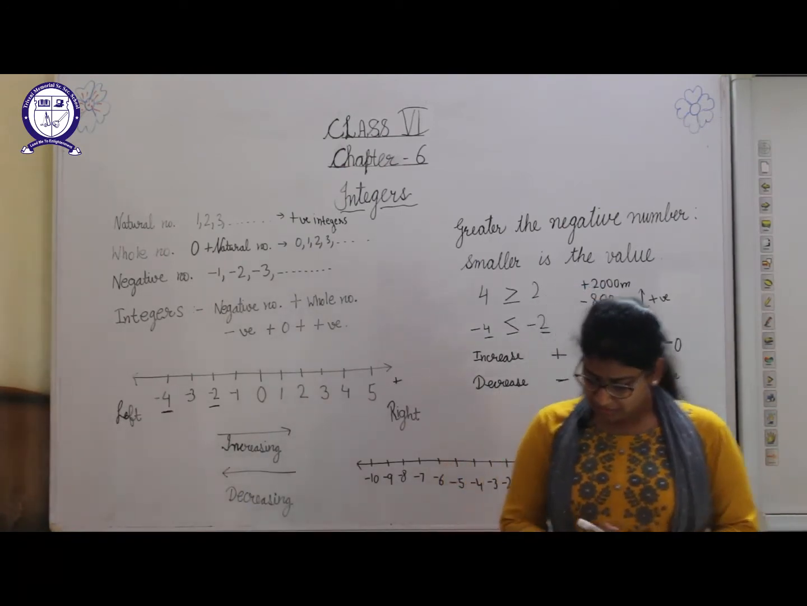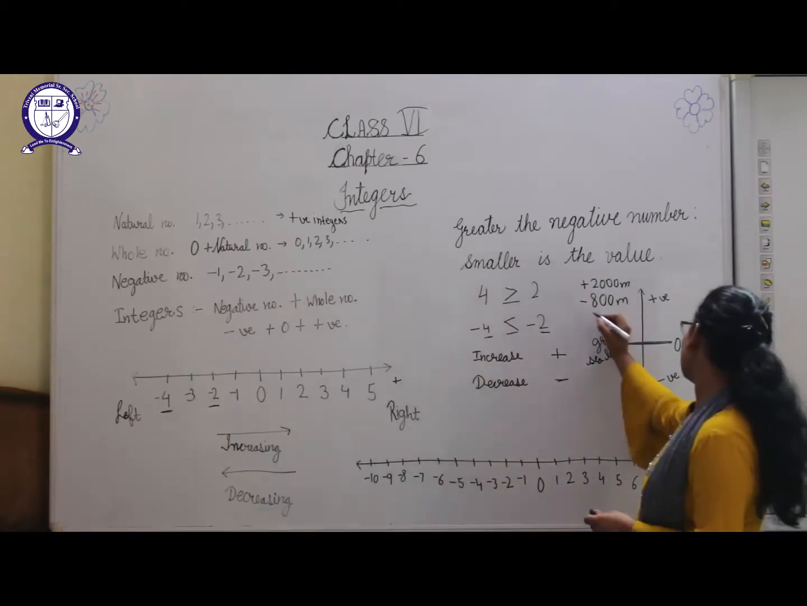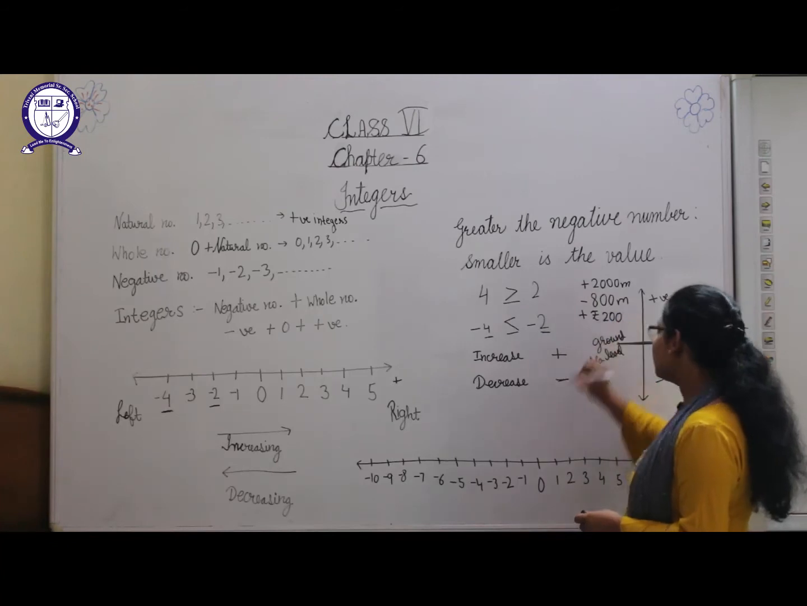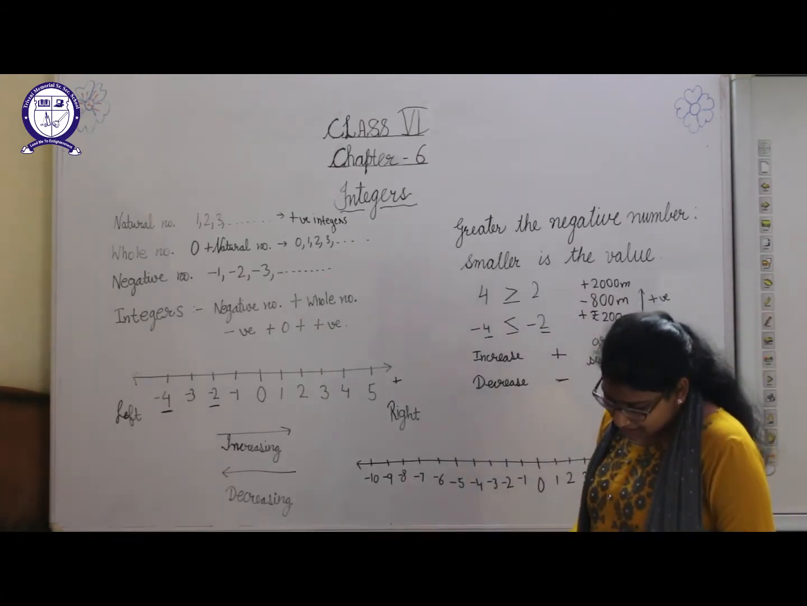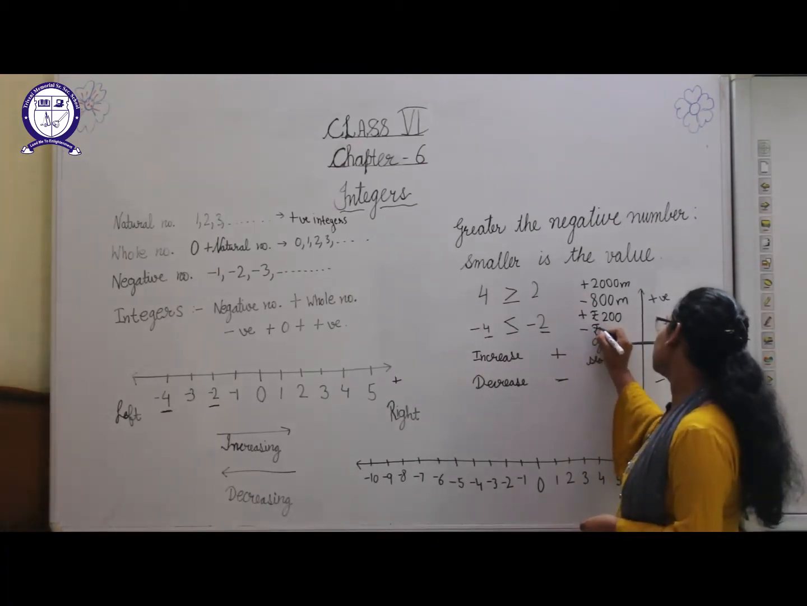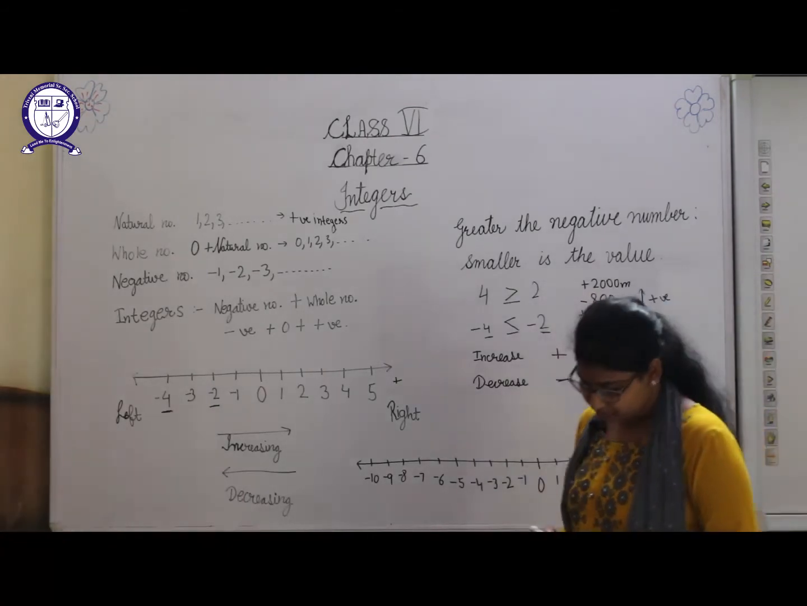Okay, so here a deposit of rupees 200 will be with a positive sign, meaning positive rupees 200, and withdrawal will be with a negative sign. So withdrawal of rupees 700 is minus rupees 700. Like this we will do our question two.